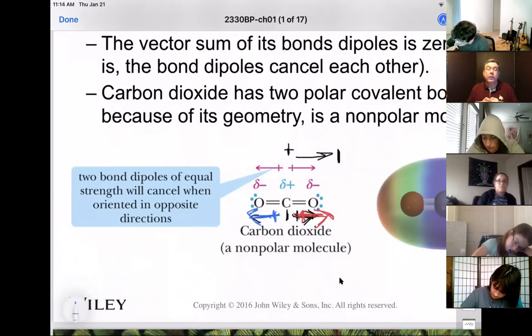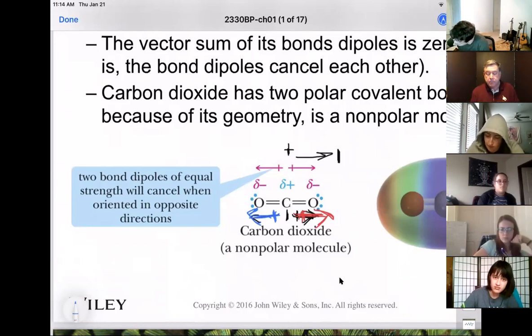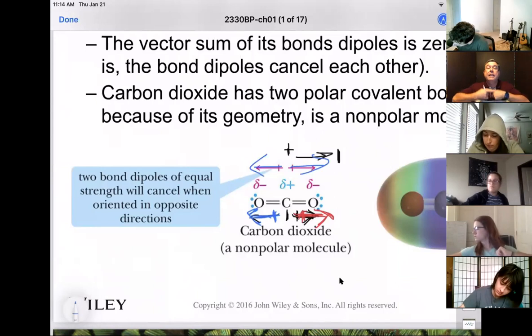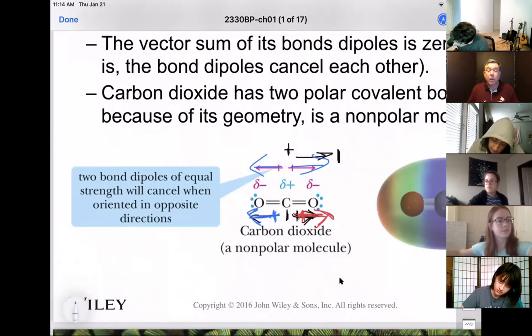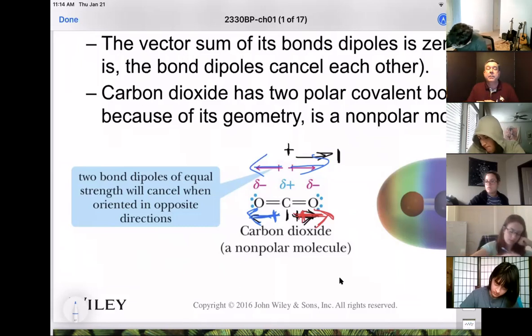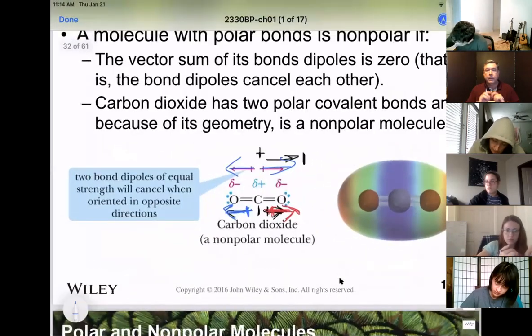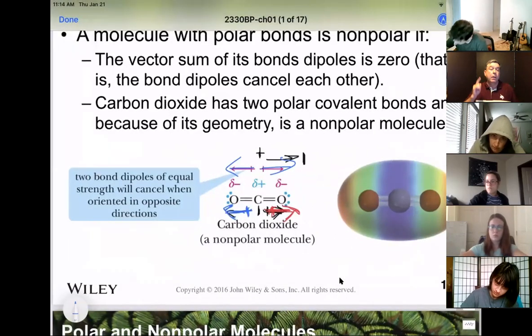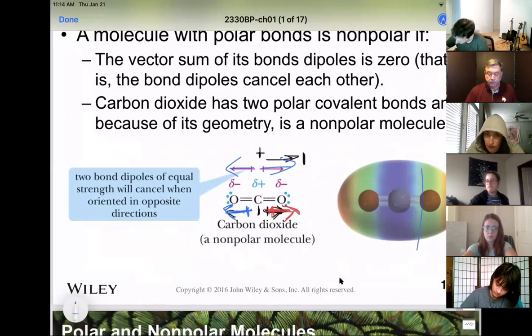So if they are equal in strength, we can sum them up to see if this molecule is polar or not. As it turns out, because they're equal in strength but in exact opposite directions, the two vectors cancel each other out, making this a non-polar molecule. Even though we have two polar bonds, the fact that they are equal and opposite cancels them out. Does this happen in all molecules? Absolutely not. So we have to pay attention to which bonds are polar, which direction the dipole goes, and then look at the sum of where they're all pointing.